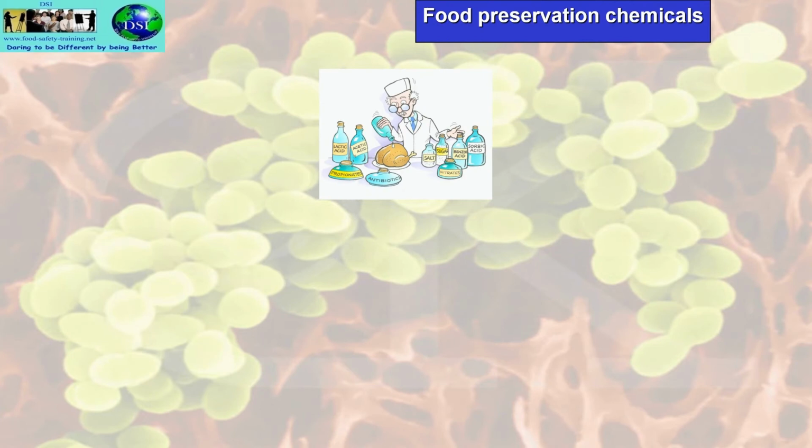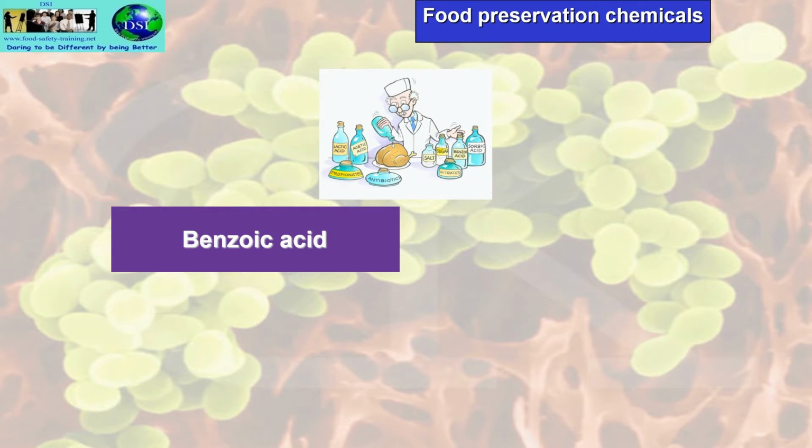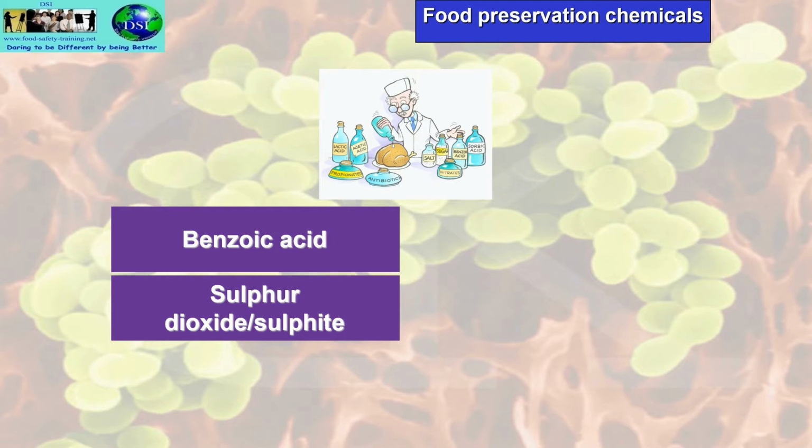Food preservation chemicals, benzoic acid. You might not have noticed, but if you look on the ingredients of most canned foods, bottled foods, foods that don't require refrigeration, you'll see potassium benzoate as one of the ingredients. Then you've got sulfur dioxide, sulfites, used a lot in wines and ciders to kill off the yeasts.